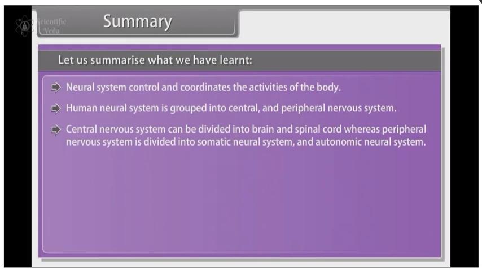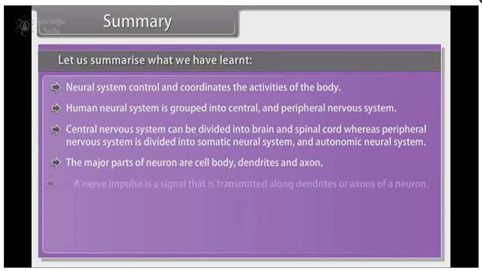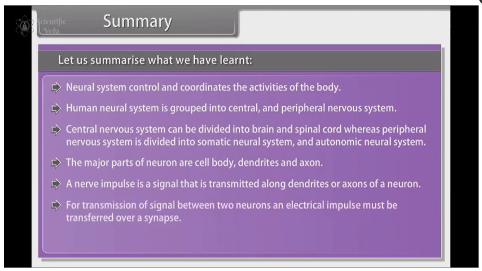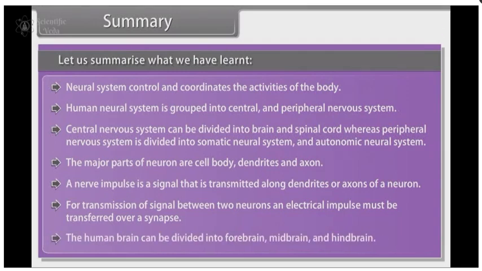The major parts of a neuron are the cell body, dendrites, and axon. A nerve impulse is a signal that is transmitted along the dendrites or axons of a neuron. For transmission of signals between two neurons, an electrical impulse must be transferred over a synapse. The human brain can be divided into the forebrain, midbrain, and hindbrain.